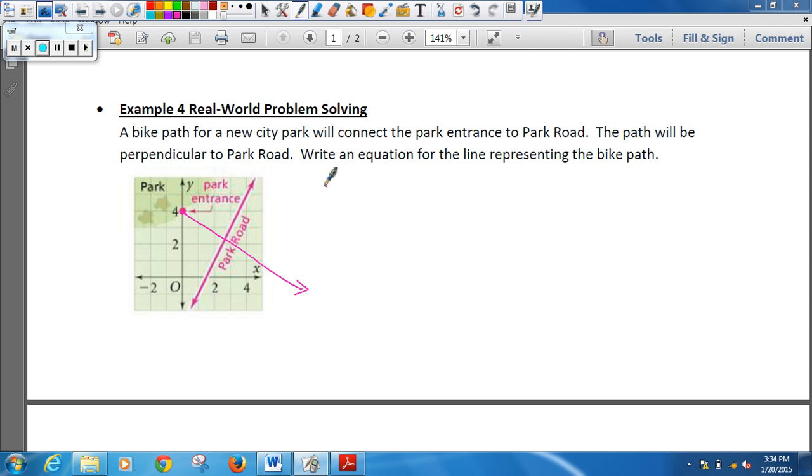Well, if it runs perpendicularly to Park Road, I know I need to find the slope of Park Road and use the opposite reciprocal. Park Road, I need to find 2 points on it. Here's an exact point, and here's an exact point. So to find my slope, I go up 2/1. So my slope is 2. So my line that is perpendicular to it would have a slope that is opposite it. The reciprocal then would be -1/2. So that's my slope. I do have a point it goes through.